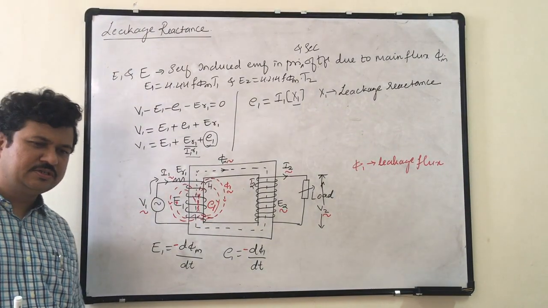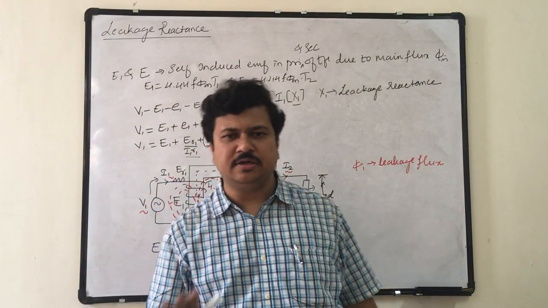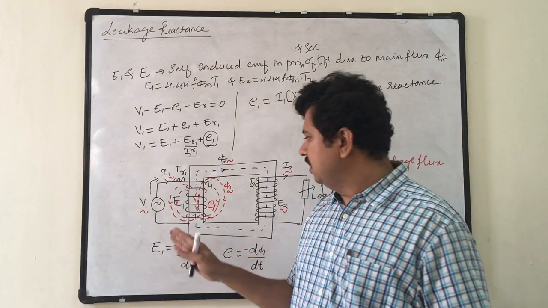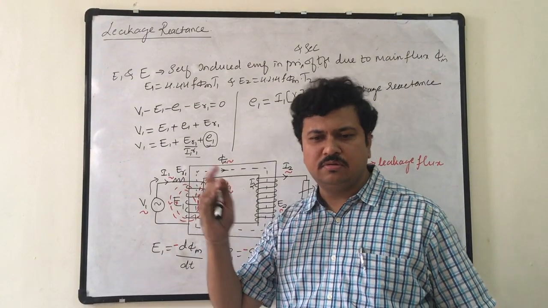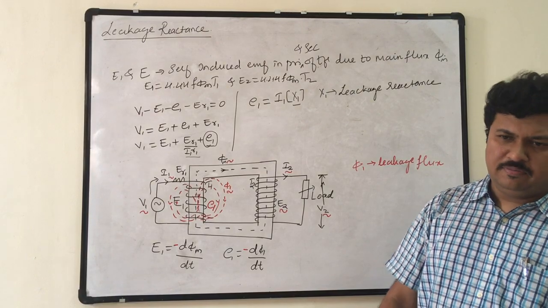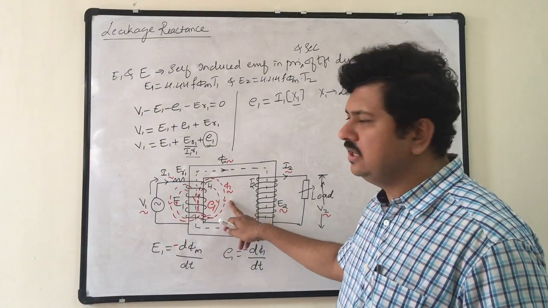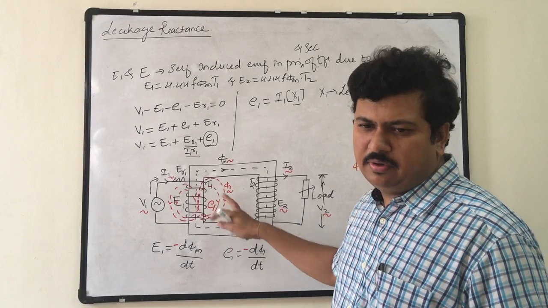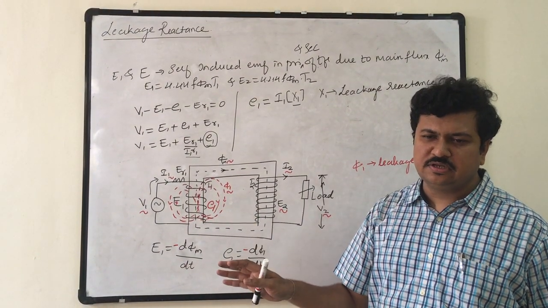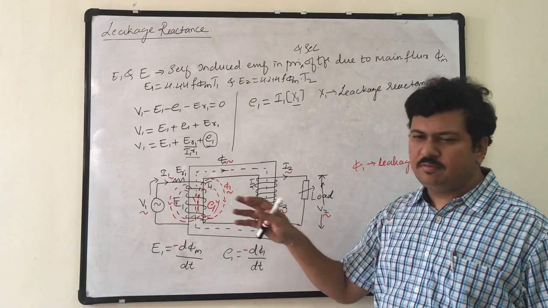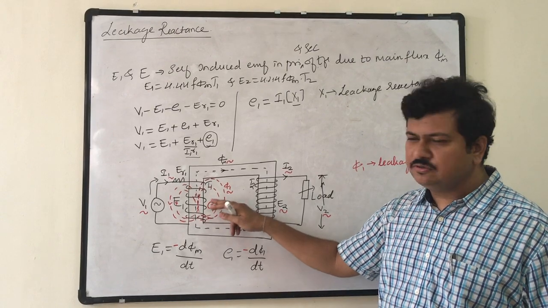Wherever there is mutual induction, there will be leakage flux existing. I can't have complete flux produced by one winding linking to the second winding. Always there will be leakage flux present. In an ideal transformer, I consider this leakage flux to be 0, but in a practical transformer, this leakage flux always exists. So if there is leakage flux, there will be leakage reactance. Because of this leakage flux, there will be a leakage induced EMF.